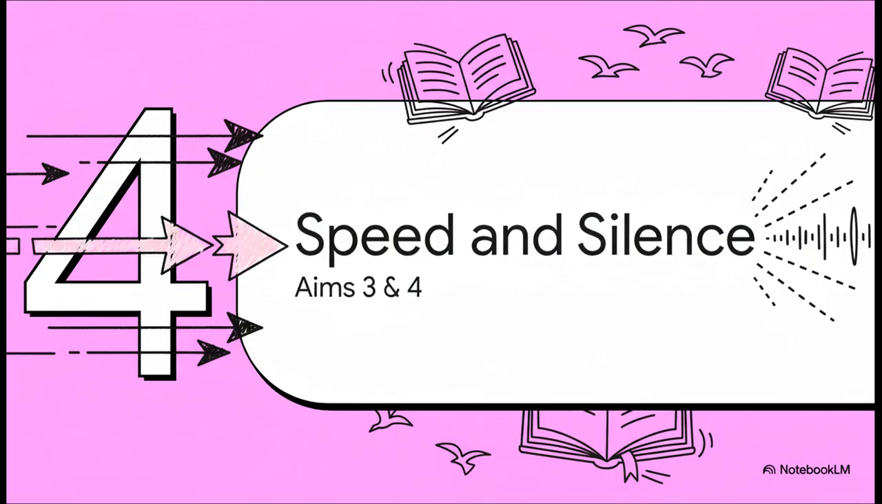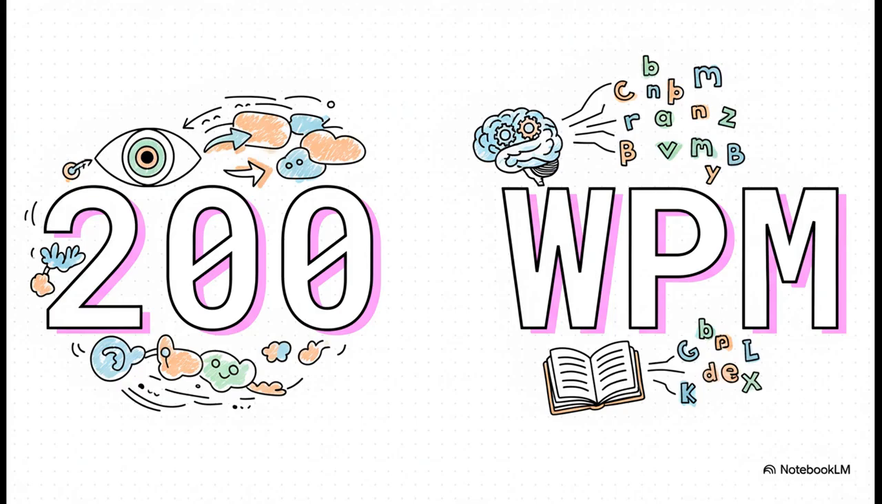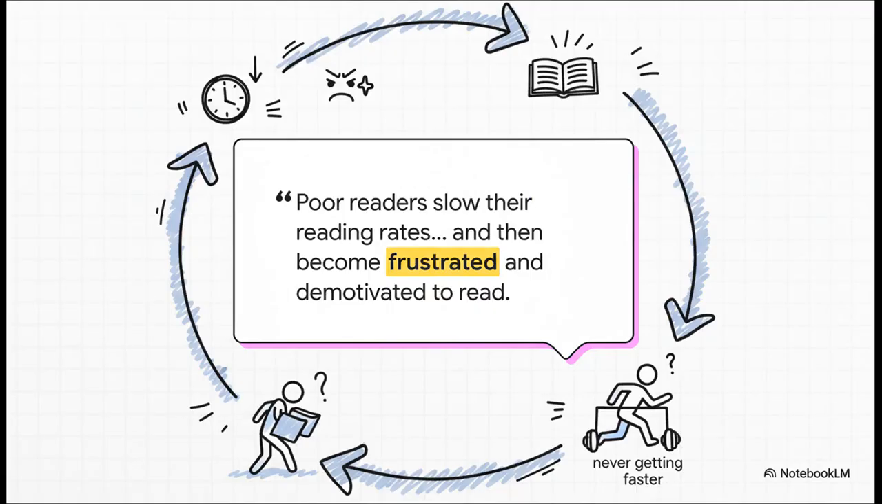These focus on parts of skilled reading that are absolutely critical but are honestly often overlooked: speed and silence. 200 words per minute. Now, that number isn't just pulled out of thin air. It's widely seen as the threshold for fluent reading. It's the speed where your brain can finally stop decoding individual letters and starts recognizing whole words on sight. Once you cross this line, real comprehension can actually start to happen. And this is exactly why speed matters so much.